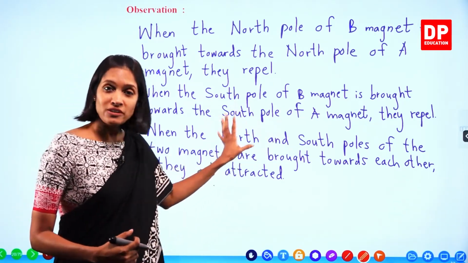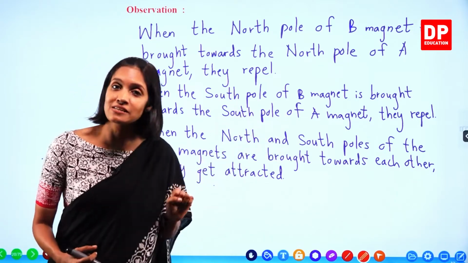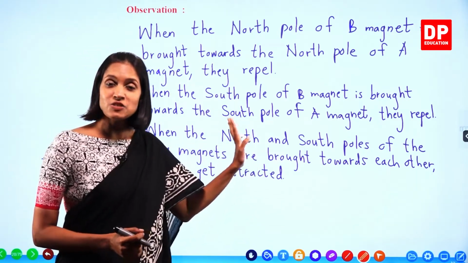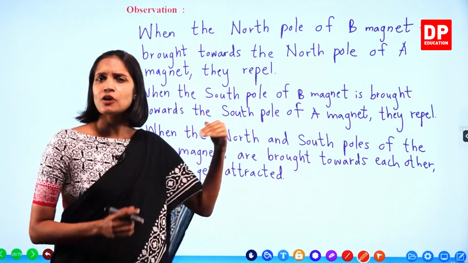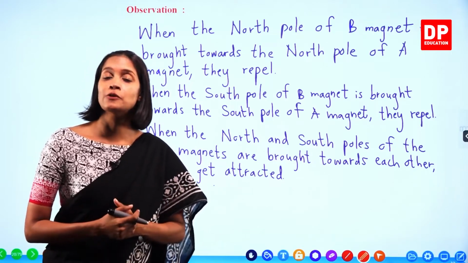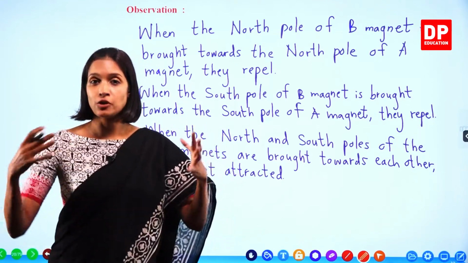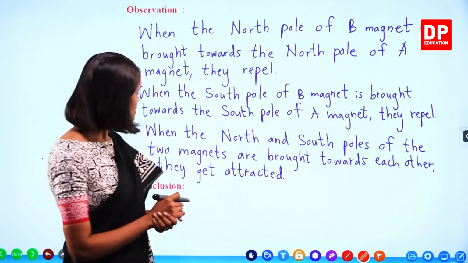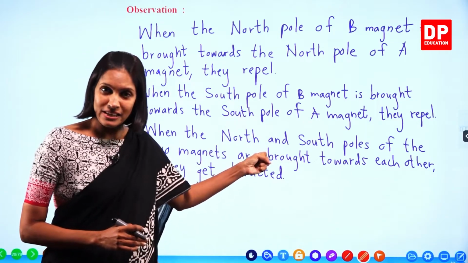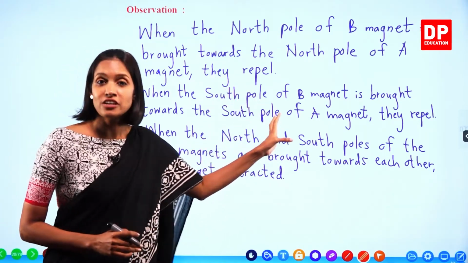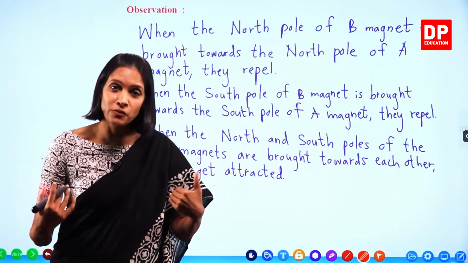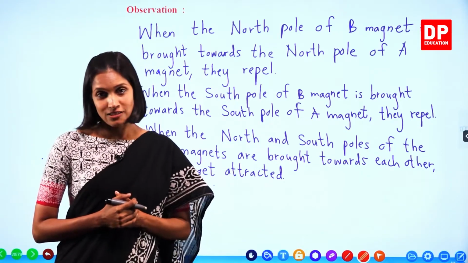But when the opposite or different poles are brought together, what happens, children? They always attract. So what is the conclusion? After doing this activity, it's very clear. Now remember children, similar poles are known as like poles, which means north and north pole or south and south pole. When similar or like poles are brought together, they always repel each other. But different poles are known as unlike poles, right? Unlike poles or different poles always attract towards each other, right?